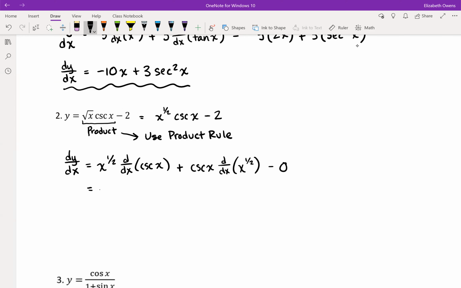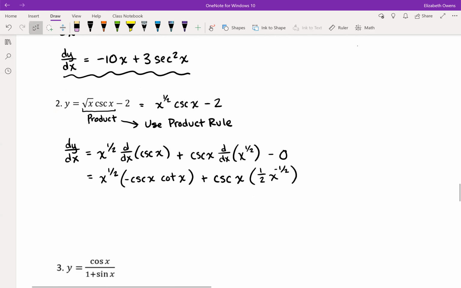Okay, so we have x to the 1/2, and then the derivative of cosecant x is negative cosecant x cotangent x. Start making your flashcards or your Quizlet or whatever you're going to use. Memorize that guy. Okay, and then cosecant x, and then we've just got power rule on this other derivative here, 1/2 x to the negative 1/2. And the minus 0, we don't need to write that.